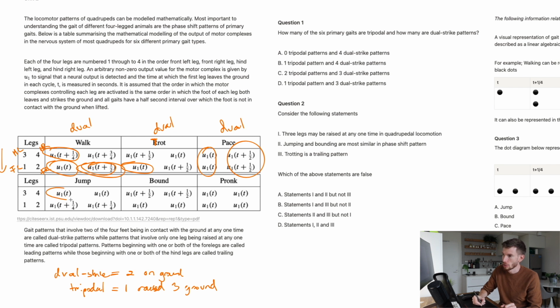With jump, the back 2 legs go first. The front 2 legs go a quarter of a second later, which means the back legs haven't hit the ground yet. So all 4 are off the ground in that second quarter of a second. So that is neither. That one doesn't work.